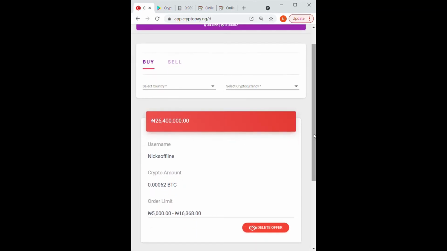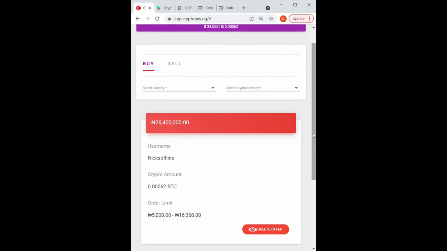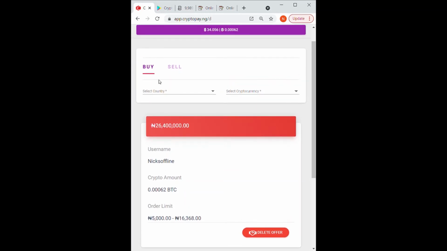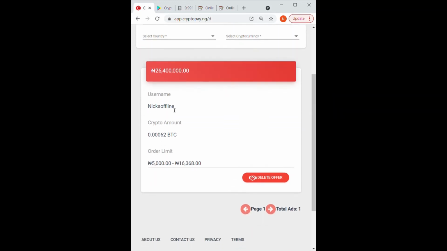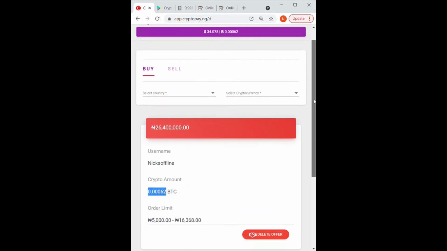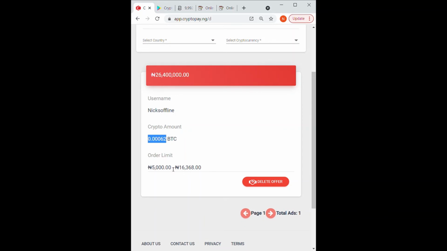Okay, so for buy, from the customer's perspective, you just placed an advert to sell bitcoins to people, which means they would see it under buy, because they're the one buying. This is the advert we just posted. This is the crypto amount that we added, which cannot be more than your current Bitcoin balance. Order limits 5,000 naira and higher limit 16,000. And this is your rate.